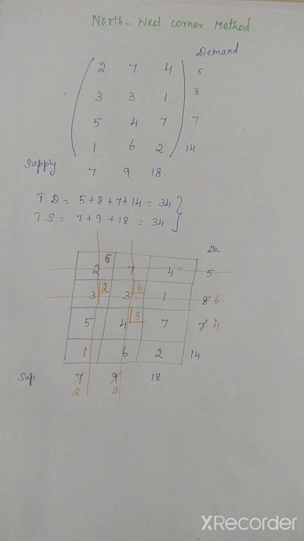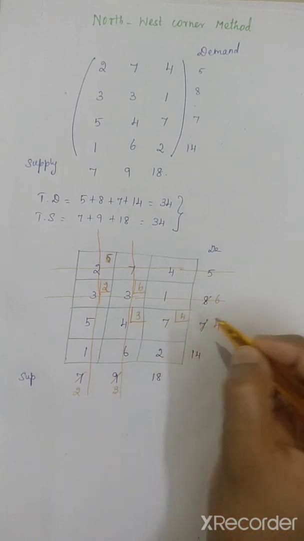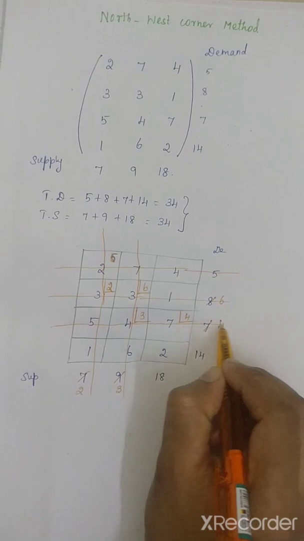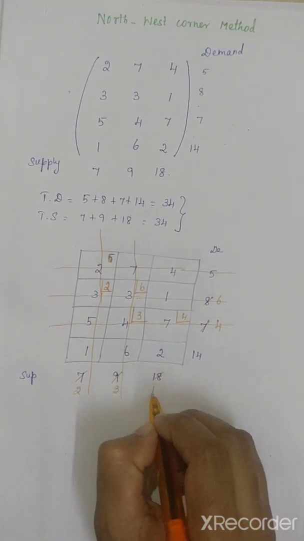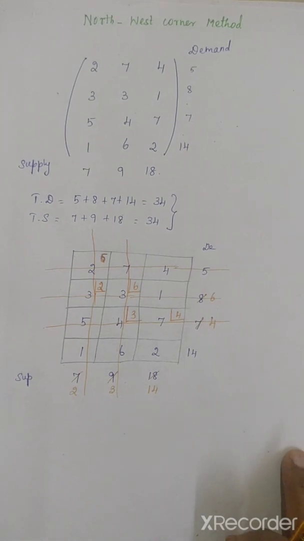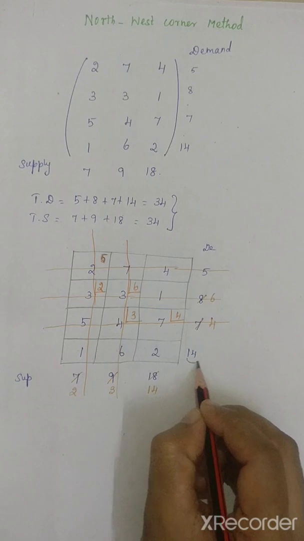Here the corner is 7. Comparing demand and supply, the smallest value is 4. You allocate 4 here. So this row will be reduced. This will be reduced to 14. Now we have only one cell. In the final, we get the same value.